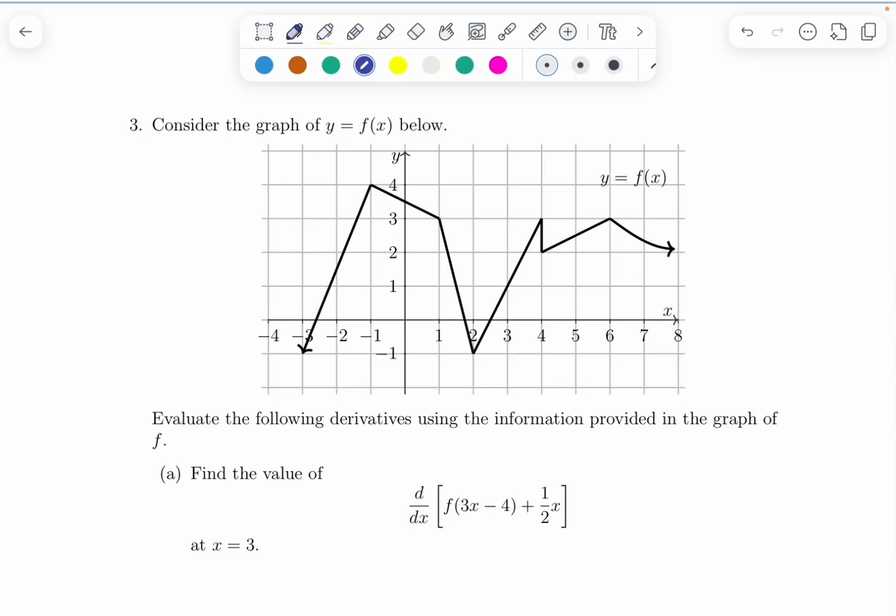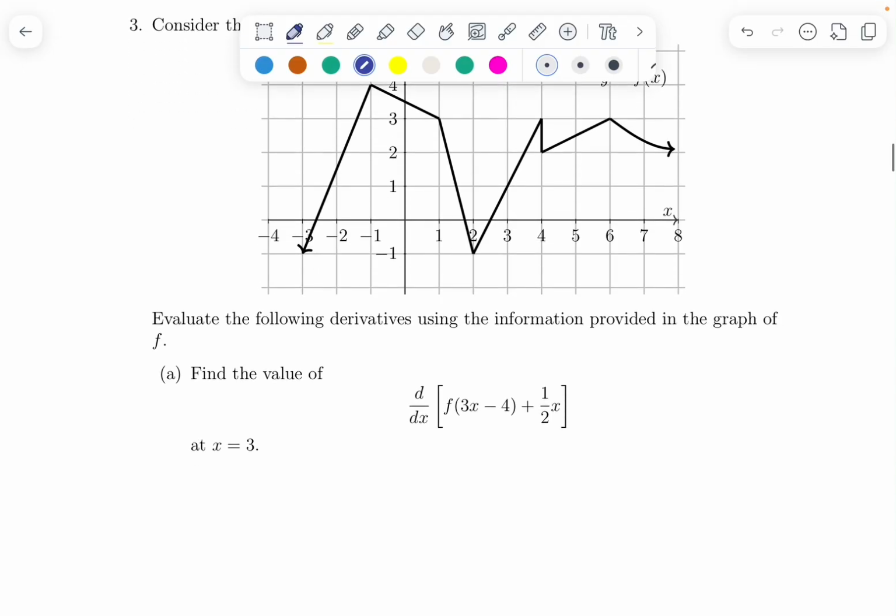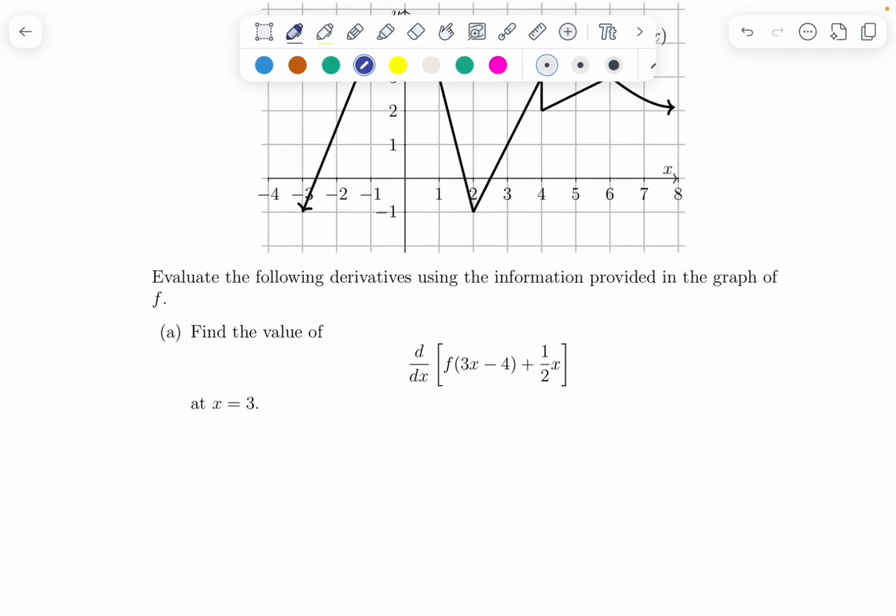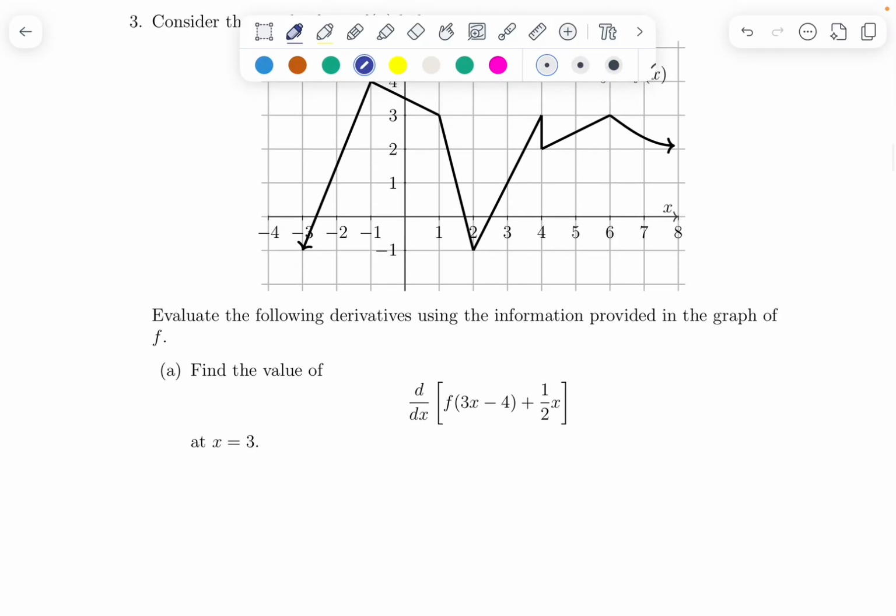Now, let's look at problem 3. In this problem, we are not given a formula for f of x. Instead, we are given the graph of f of x. So, we need to get both function values and derivative values from the graph. For part A, we want to evaluate the derivative of f of 3x minus 4 plus 1/2 times x.